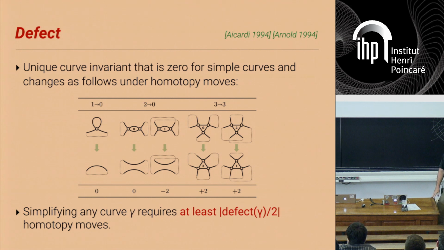And so the big result by Arnold was that this is well defined. There is, in fact, a number that satisfies these axioms. In particular, for any homotopy move, the defect either doesn't change at all or it changes by exactly 2, either up or down. And so immediately, given the existence of this invariant, it follows that the number of moves you need to simplify any curve is at least the absolute value of half of the defect. Because if I start with a curve with large defect, each homotopy move decreases or increases the defect by at most 2, and I have to get to 0 in the end.